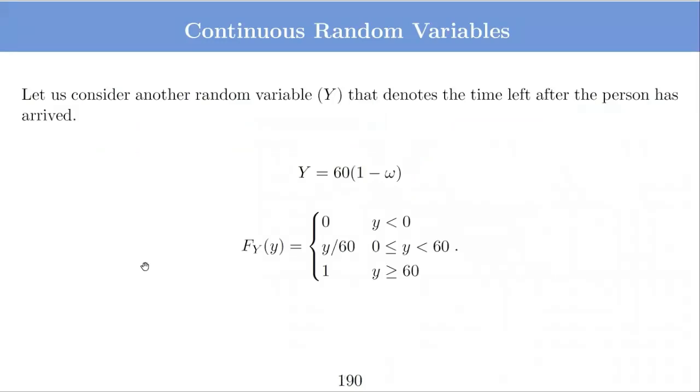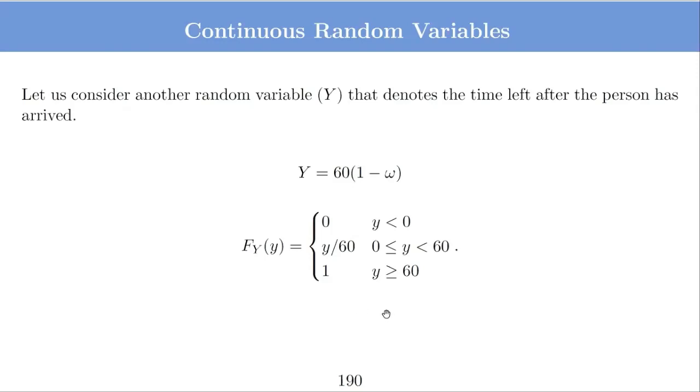So let's take another random variable y that denotes the time left after the person has arrived. Okay, so if a person arrives at 40 minutes, the time left is 20 minutes. So y would be 20. So y would be defined as 60 minus omega. Okay, so this is just 60 minus x. Now, if you try to calculate the distribution of this, you will find the CDF of y is given by this, which is exactly equal to the CDF of x.